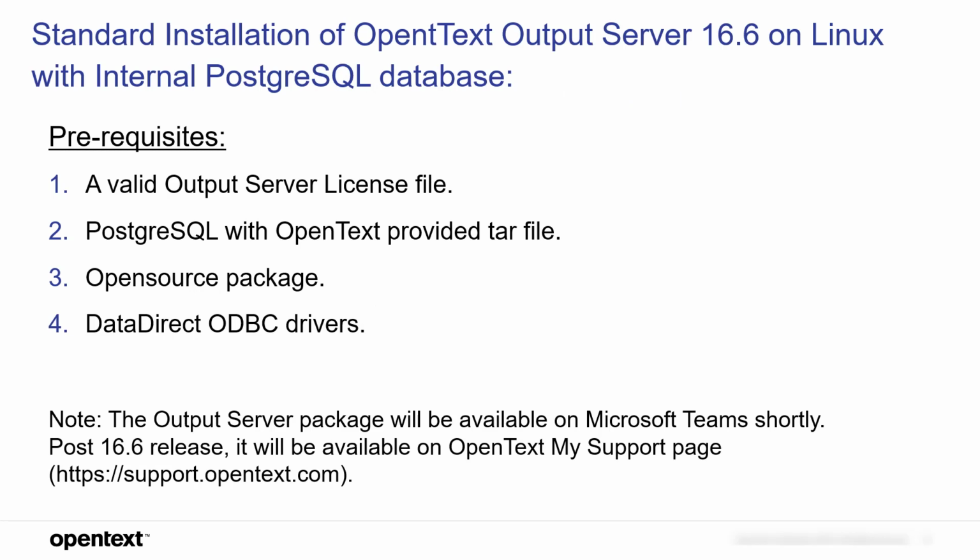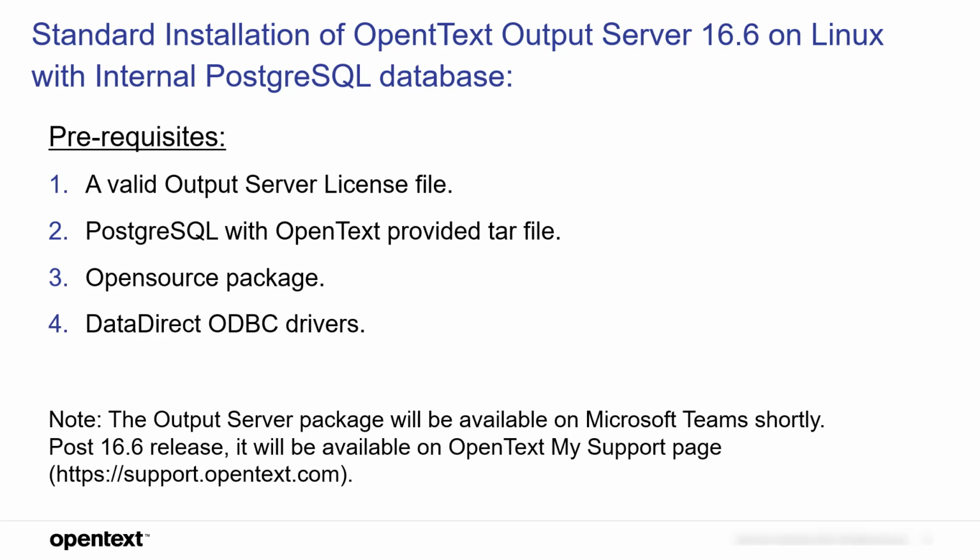Here we will go through the standard installation of OpenText Output Server version 16.6 on a Linux machine with internal Postgres database. For this, the prerequisites are a valid Output Server license file, Postgres with OpenText provided tar file, open source package, and DataDirect ODBC drivers. There would be a separate video which would cover all these prerequisites in detail.